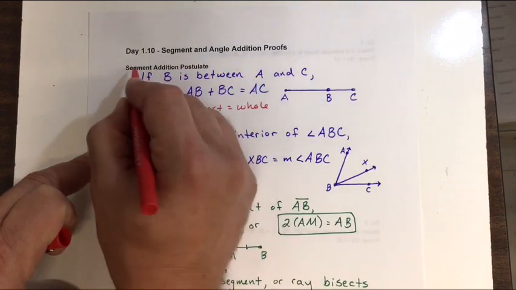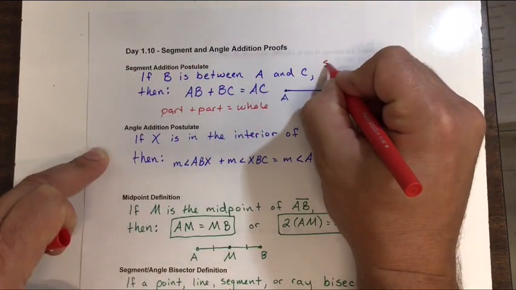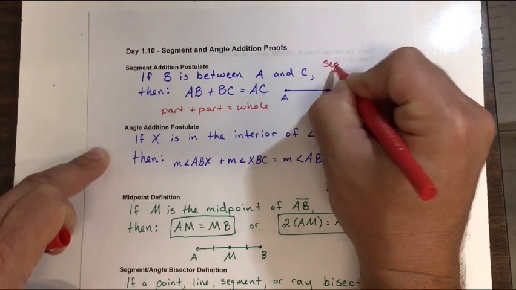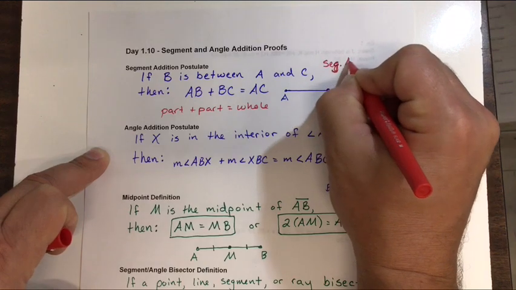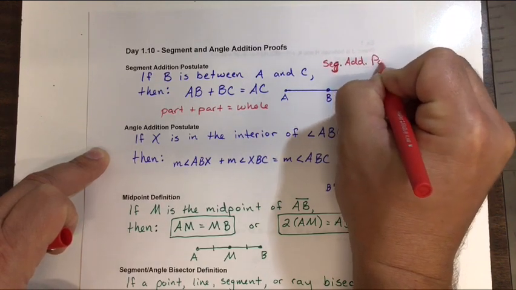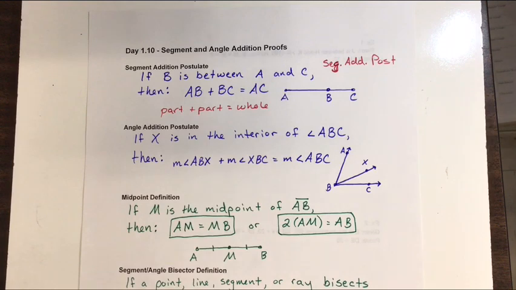And we can abbreviate segment addition postulate as seg add post, or post. Okay, segment addition postulate. Same idea with angle addition postulate.